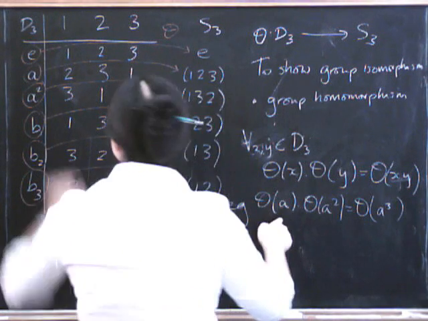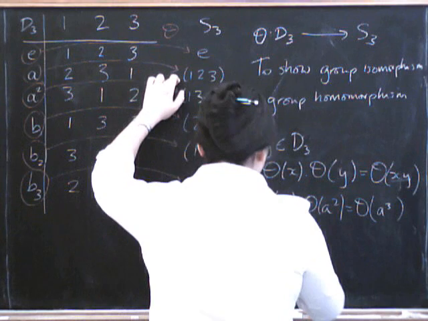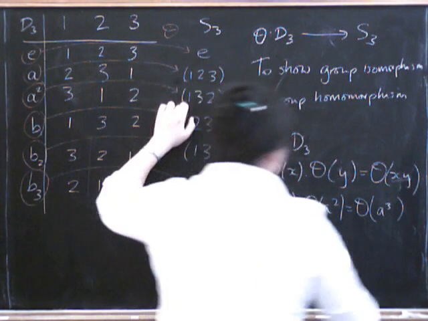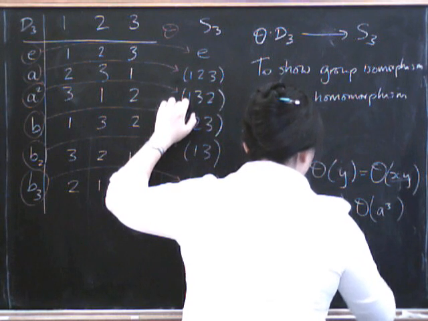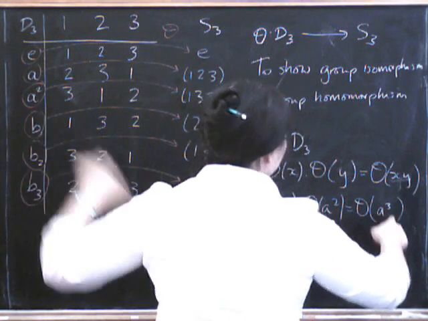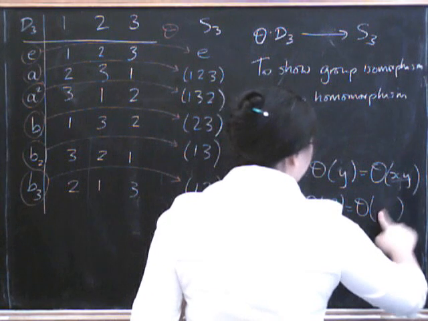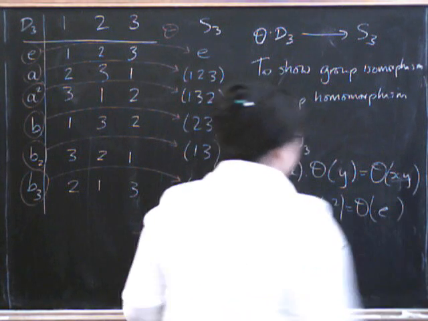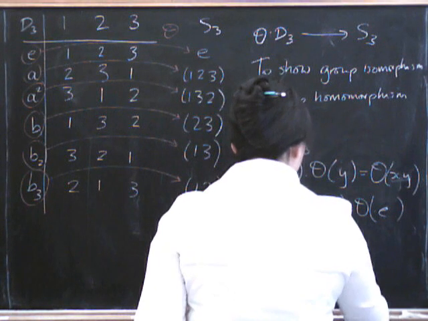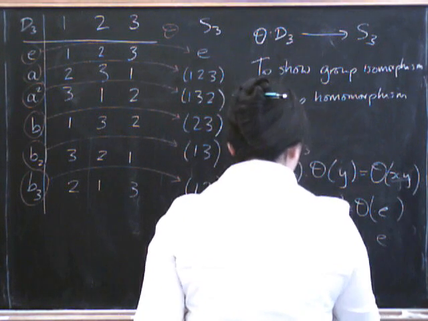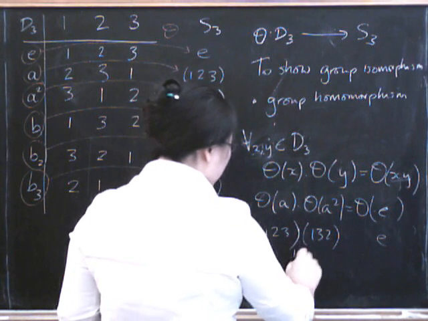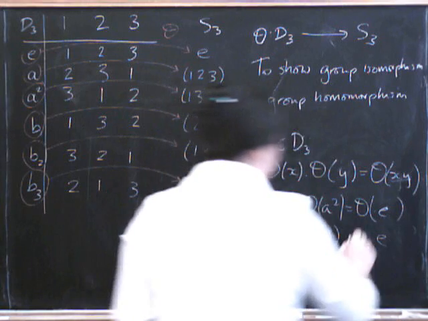Well, what is this? Theta of a is (1 2 3). Theta of a squared is (1 3 2). And we're trying to show that that's theta of a cubed. Well, what's theta of a cubed? The a cubed is just e, right? And so we're trying to show that that's the same as e. Well, what's (1 2 3) times (1 3 2)? Oh, it's the identity. So that's correct.